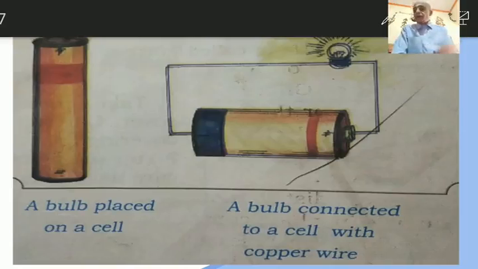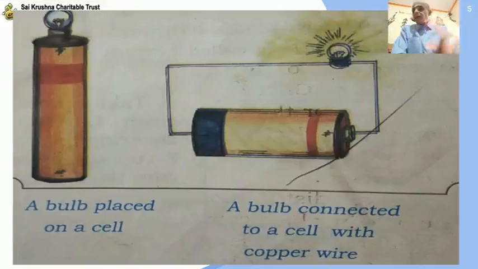So in the first picture, what is our observation? There is a cell and there is a bulb on the cell, not above the cell. The bulb is on the cell, and there is no connection to the bulb. So the bulb does not glow.